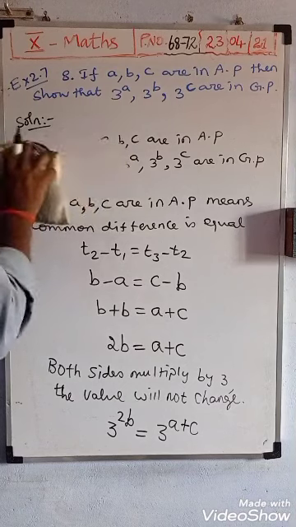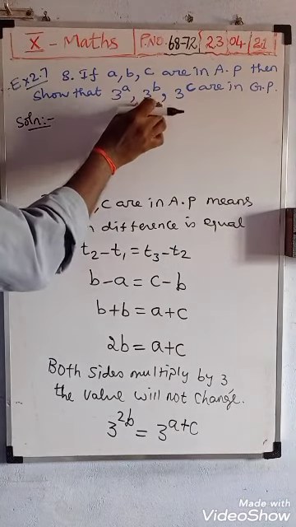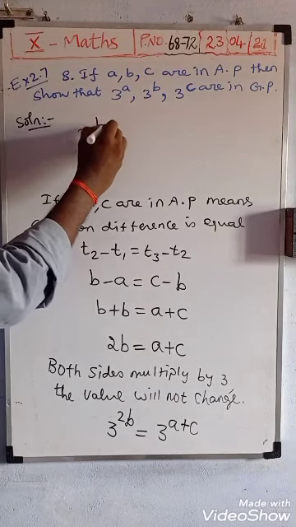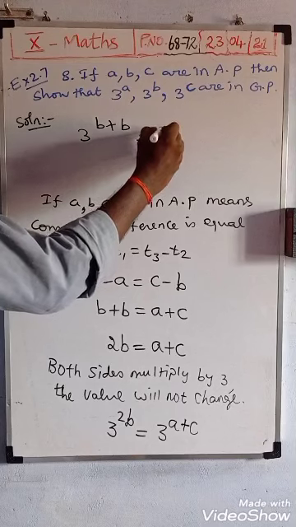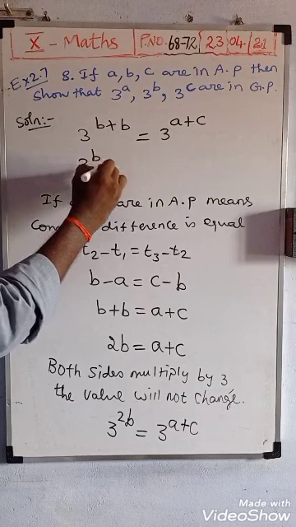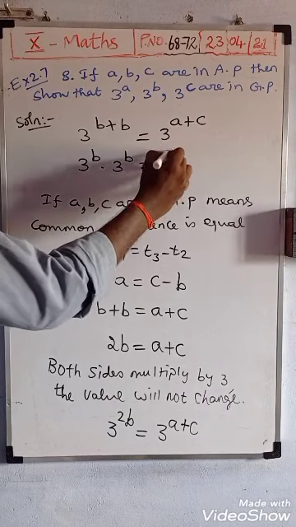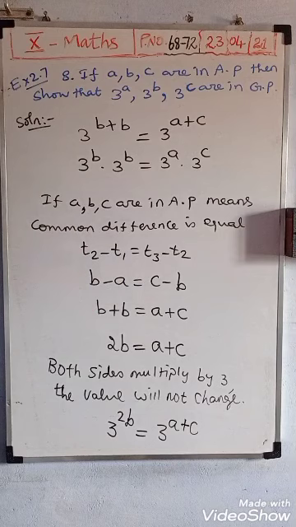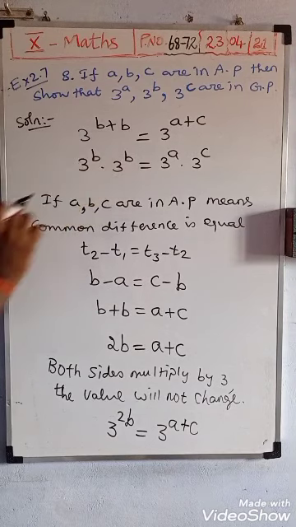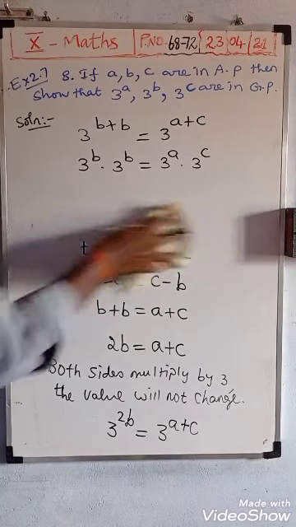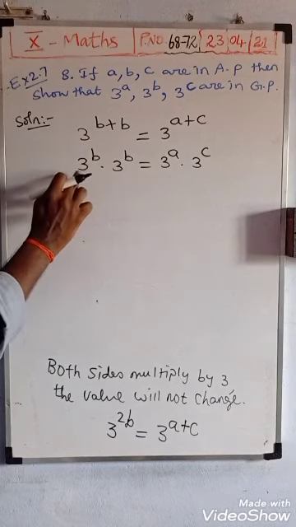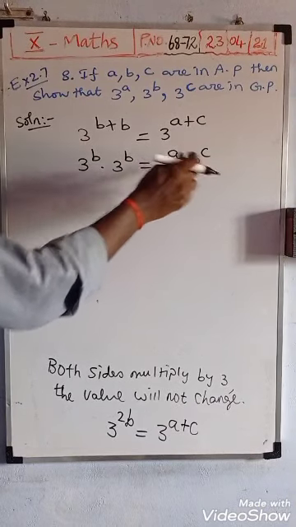Then only we will bring this result. So the base you want to take. Now 3 power 2b we can split and write as b plus b, is equal to 3 power a plus c. Now this we can split and write 3 power b into 3 power b is equal to 3 power a into 3 power c. A power m plus n is a power m into a power n. You know that formula already, so you should split and write like that.